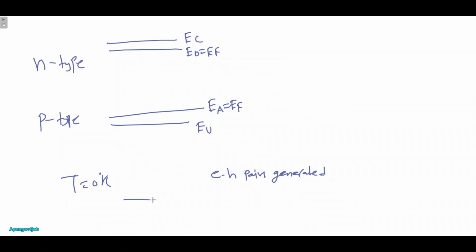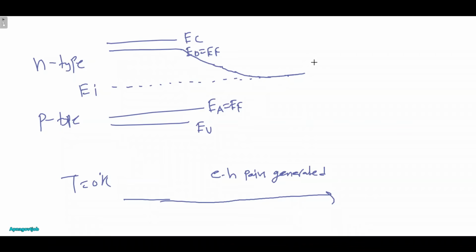So as I increase the temperature, suppose 0, 10, 20, 100, 200, 300, what will happen? The Fermi level goes down like this, and it will come directly to the middle, which is your intrinsic level. So whenever I increase the temperature, the Fermi level in n type comes down to the middle, and the Fermi level in p type comes up like this. Say I am increasing the temperature 0, 10, 100, 200, 300, right? So this is happening.